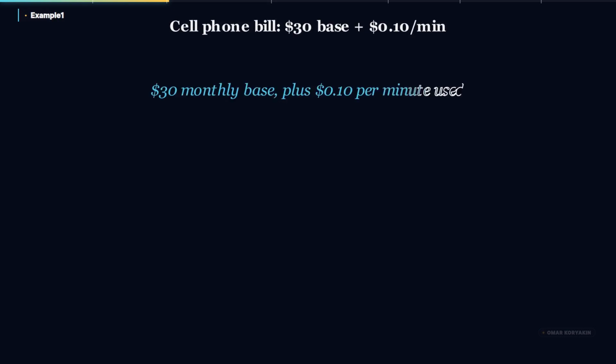Here is the first worked example. A cell phone plan charges a $30 monthly base fee plus 10 cents per minute of usage. Build a linear model for the total monthly bill as a function of minutes used, then predict the bill for 200 minutes and find the usage that produces a bill of $50.